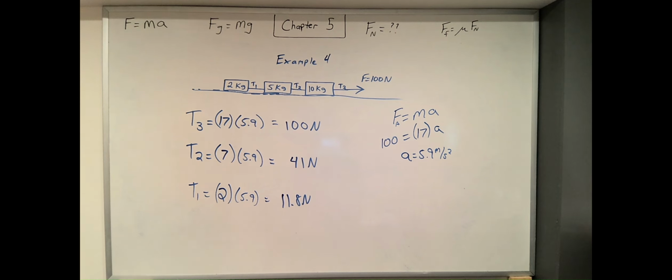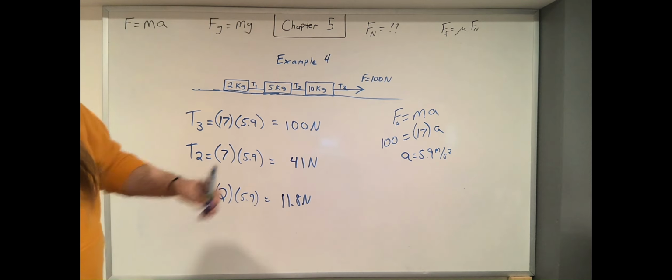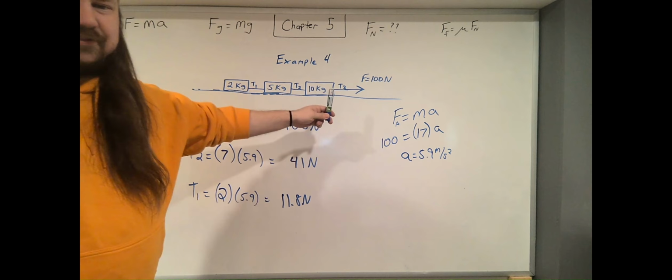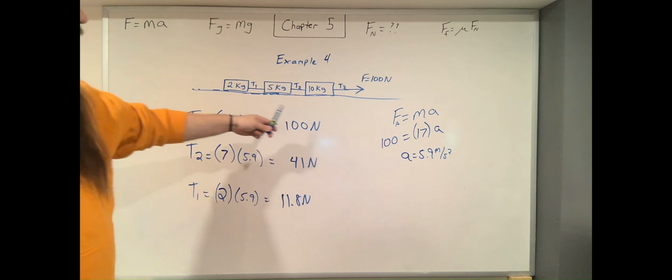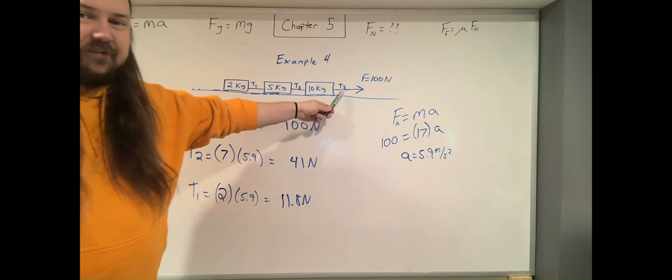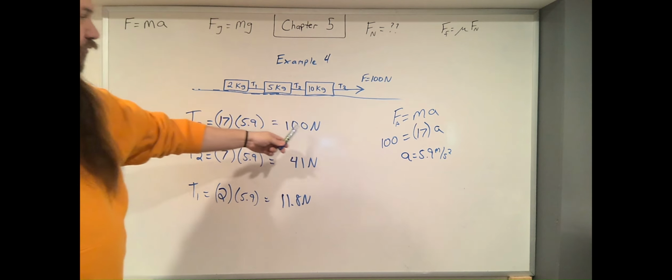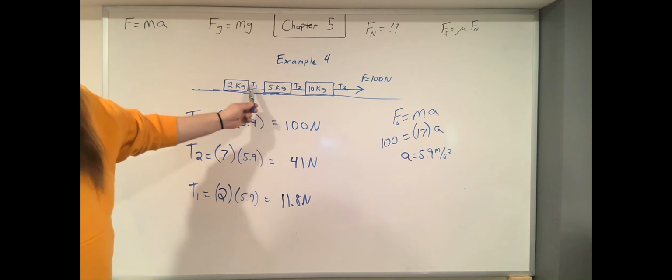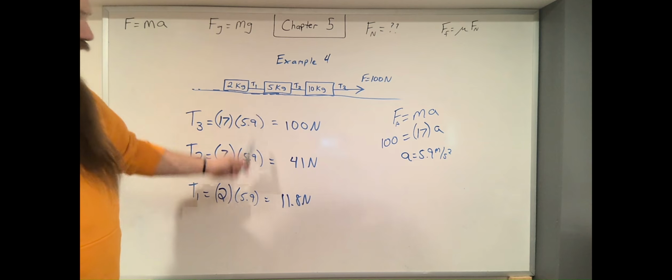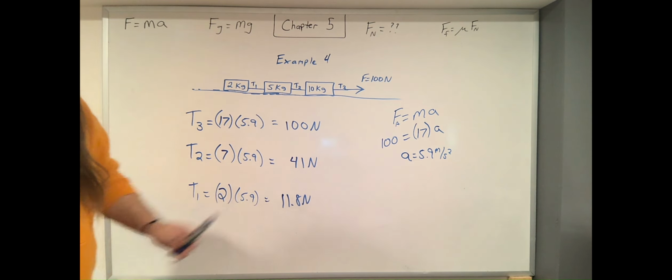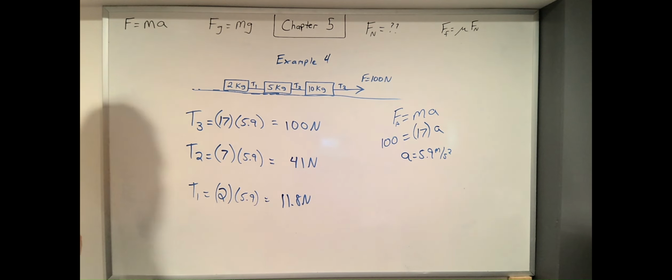Also, if you have different materials, say you had a couple of different choices for T1, T2, and T3, you would want to put your strongest choice of material, your strongest rope, up near the front, because a weak rope could be in the back, right? Because it only has to handle 11.8.